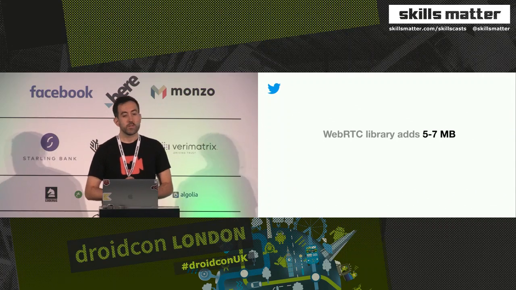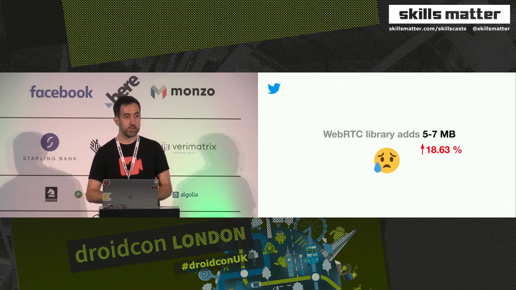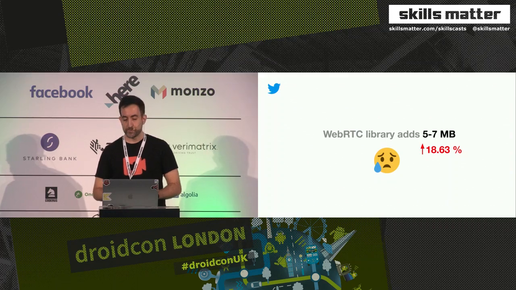Then the thing is, the WebRTC library is adding up to 7 megs to this APK I was mentioning earlier. So if we have almost 30 megs plus this amount, then we have almost 20% more in storage to be used. And this is pretty bad. This is something we can't allow, particularly for Twitter.